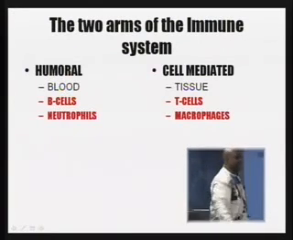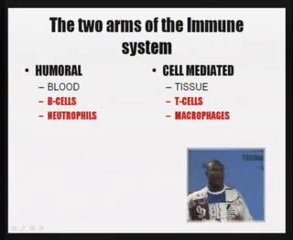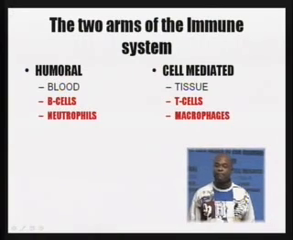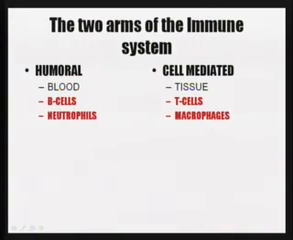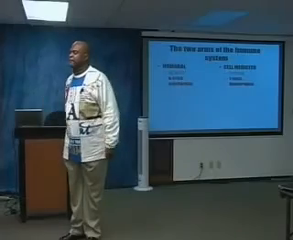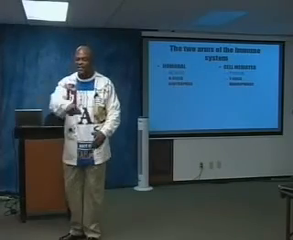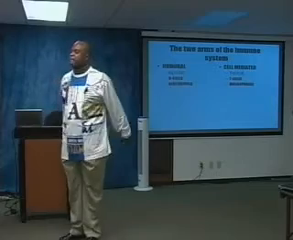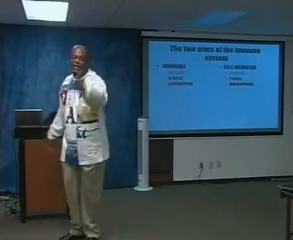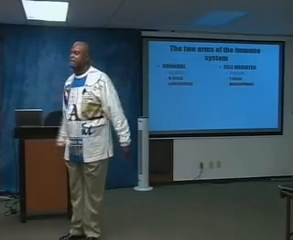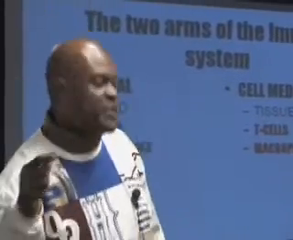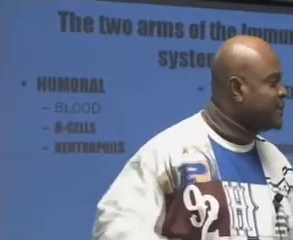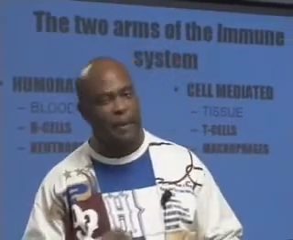Wait a minute. That means if I got a B cell defect, where's the infection going to kill you? In the blood. If I got a neutrophil defect, where's the infection going to kill you? In the blood. If I got a T lymphocyte defect, where's the infection going to kill you? In the tissues. If I got a macrophage defect, where's the infection going to kill you? Immunodeficiency is covered, baby. Read. Tell me where you can read that fast. My job is to break it down for you. Bam. Every immunodeficiency. Look at it.